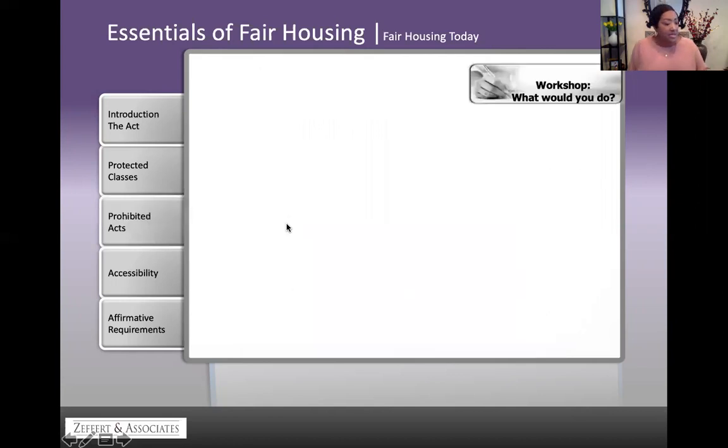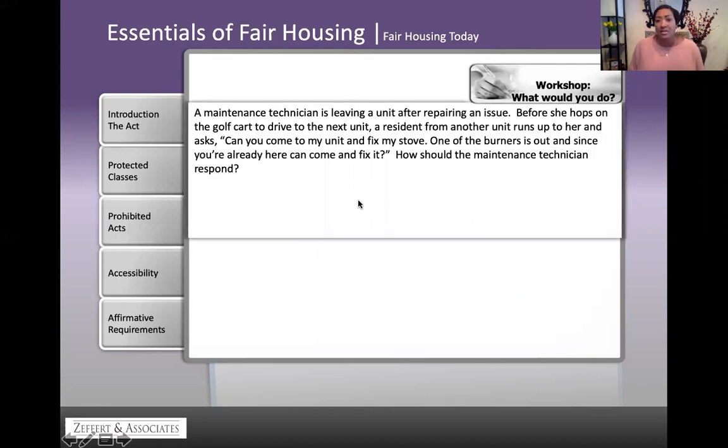So let's look at some more examples. I want you to turn now to page number 10. We're going to look at some other workshops. I said examples of workshops. So what would you do? And this is in conjunction with just discussing the roles of our maintenance teams.